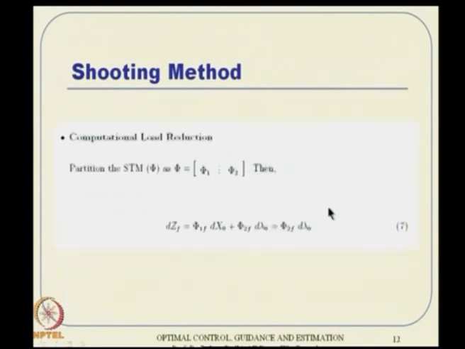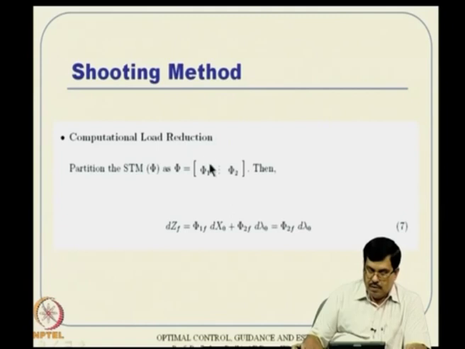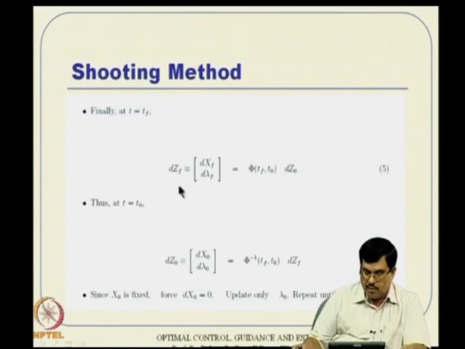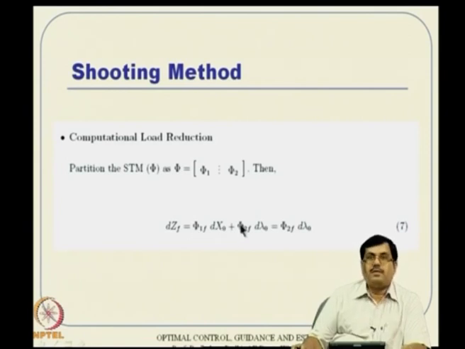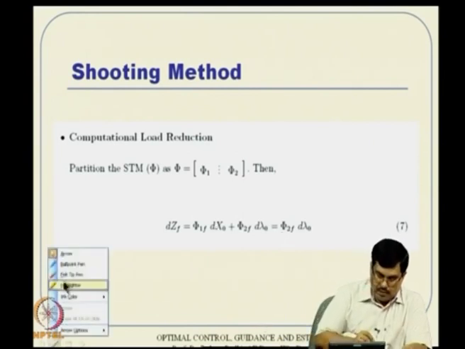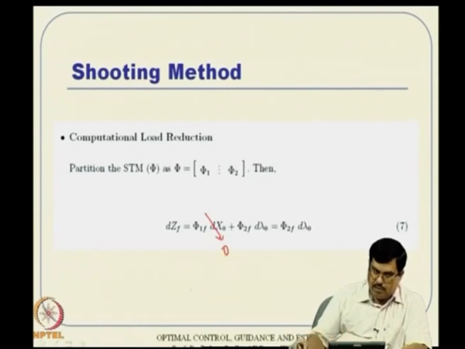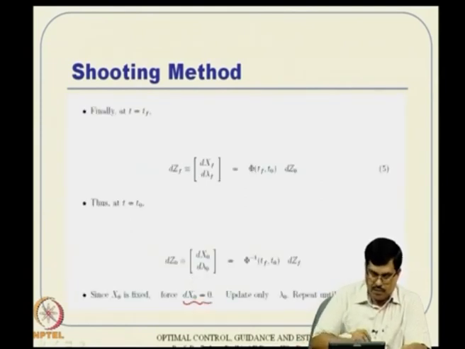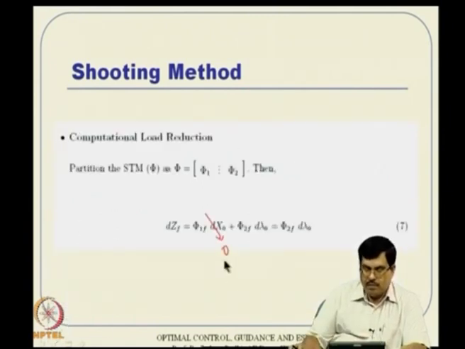However, computationally, the procedure can be made faster by this idea. You can partition this state transition matrix this way, phi 1 and phi 2, exactly in the middle, vertically. Then dz_f turns out to be phi 1 times dx naught plus phi 2 times d lambda naught. Now, we are interested in forcing dx naught to be 0 anyway, as we just discussed. Because of that, this term turns out to be 0 and hence we will end up with this.